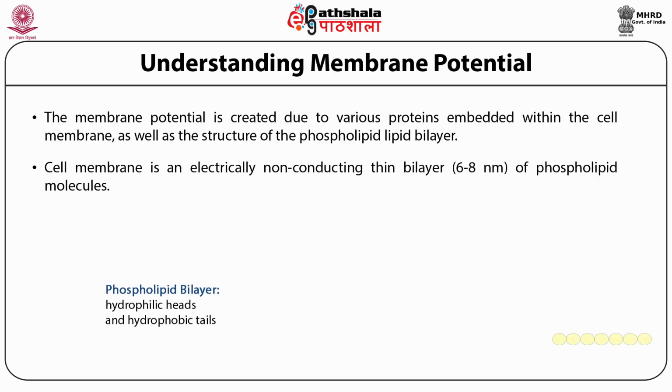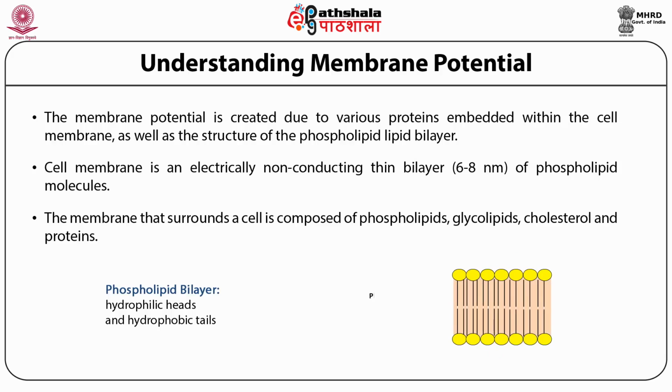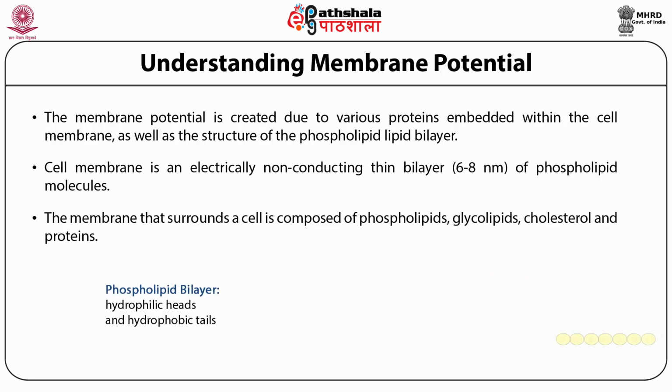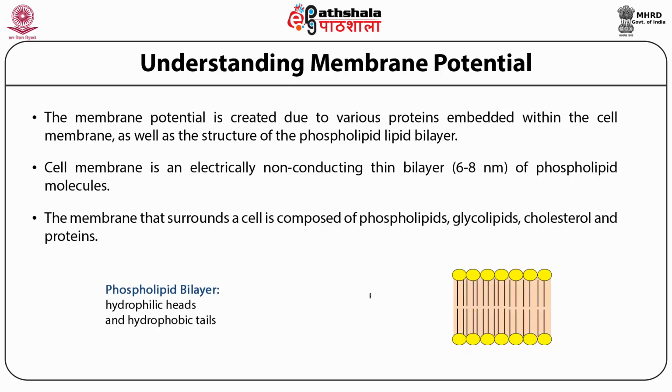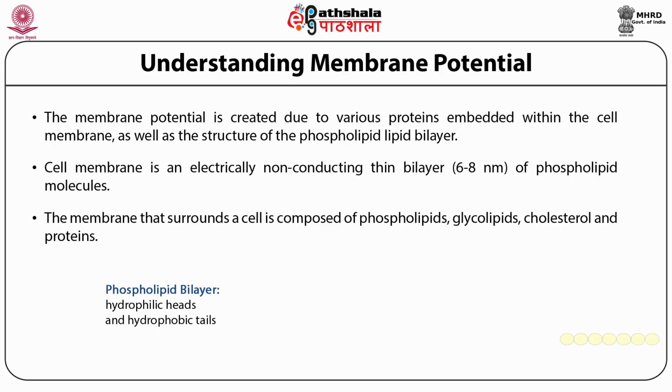The phospholipid molecules have polar heads and non-polar tails. The membrane that surrounds a cell is composed of phospholipid, glycolipid, cholesterol and proteins, as I told you in the previous slide. This picture is showing the lipid bilayer. They have phosphate or polar heads and non-polar tails. The polar heads are hydrophilic and the tails are hydrophobic and non-polar.